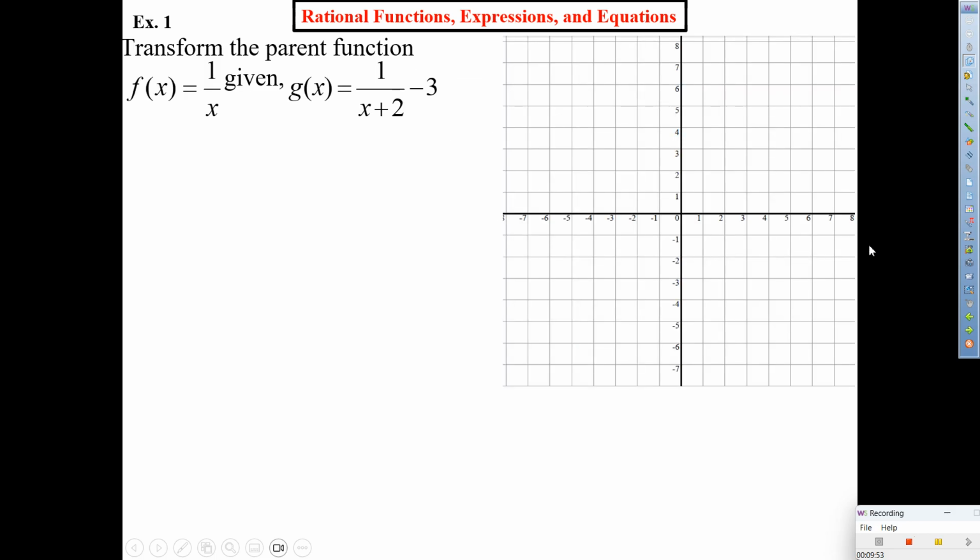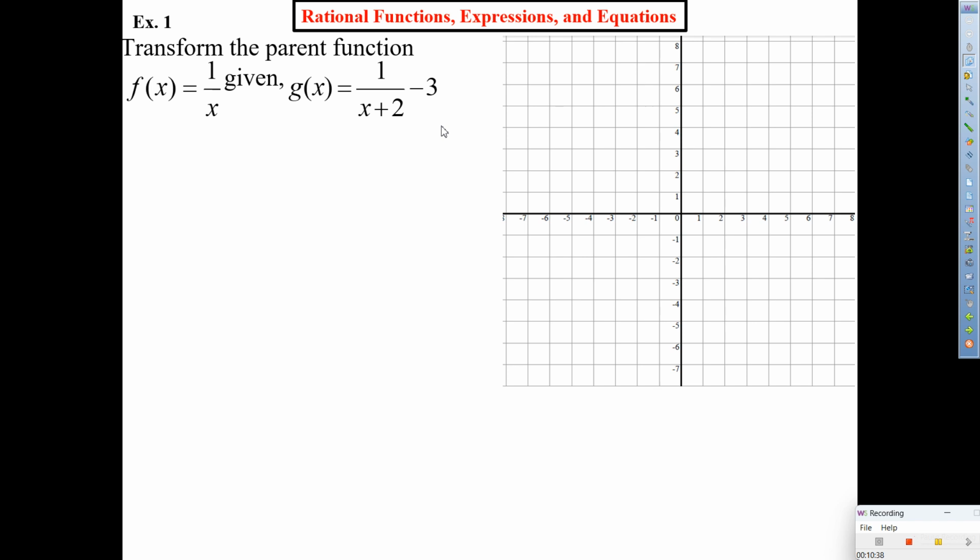Example number 1. Let me send that to your screen. And it reads, transform the parent function f of x equals 1 over x, given g of x equals 1 over x plus 2 minus 3. Copy that, please. Give some time, and then set up a coordinate plane on the side from -8 to 8 on both domain and range. I'll give you some time. Be neat, please, so at least you have a good one to look at in your notes.